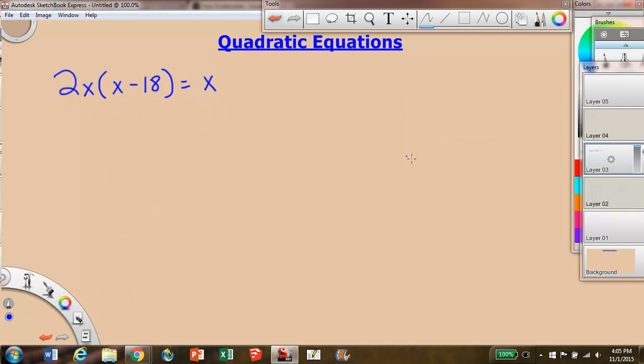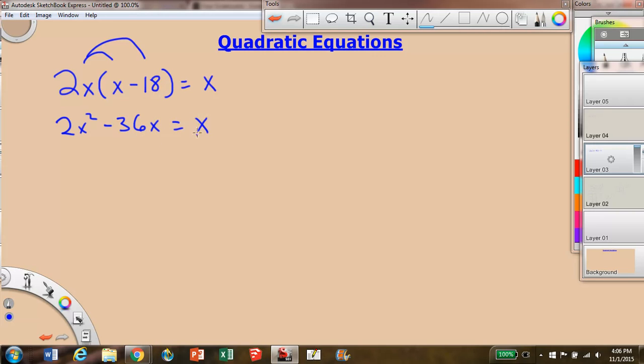Let's try another example. Now this one, I saw a lot of people had trouble with this. Let's just go through this. I'm going to do the same thing I did before. I want to get a 0 on one side and then factor. To do that, I have to expand here by distribution. So I'm going to multiply 2x times x and then the -18. So I get 2x squared minus 36x is equal to x.